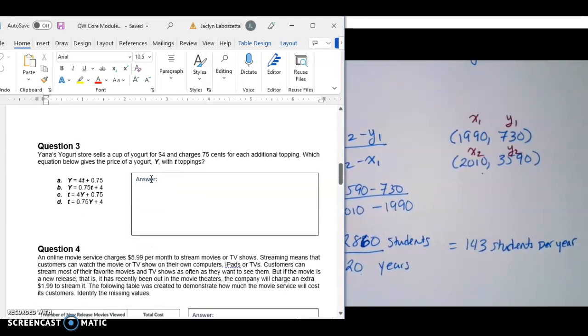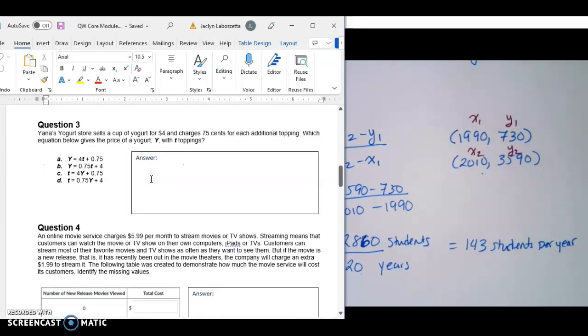Question 3 is asking us to determine the correct linear model based on the situation. It says Yana's yogurt store sells a cup of yogurt for $4 and charges 75 cents for each additional topping. Which equation below gives the price of a yogurt Y with T toppings? So here we need to think about the independent and dependent variables. So we're talking about the price of the yogurt and the number of toppings. The price of the yogurt is going to depend on what you put on it. So Y should be your dependent variable, so we're looking for equations that start with Y equals.